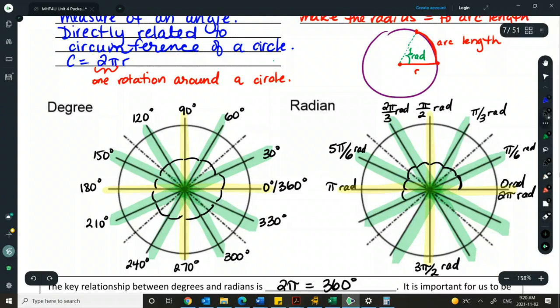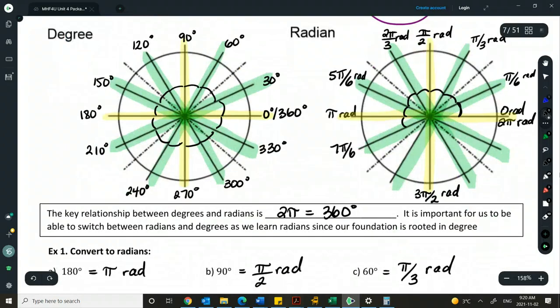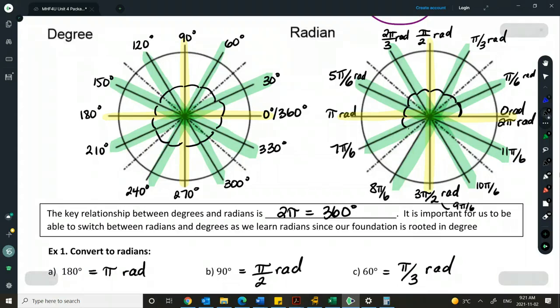Next slice, what will the next one be? If pi was 6 pi over 6, the next one will be 7 pi over 6. So let's just fill them in quickly here. That's 7 pi over 6. This will be 8 pi over 6. This one would be 9 pi over 6, 10 pi over 6, 11 pi over 6. And then, of course, the full rotation here will be 12 pi over 6, but we already have that one filled out. Then you can just go back and you can reduce all the ones that need to be reduced.